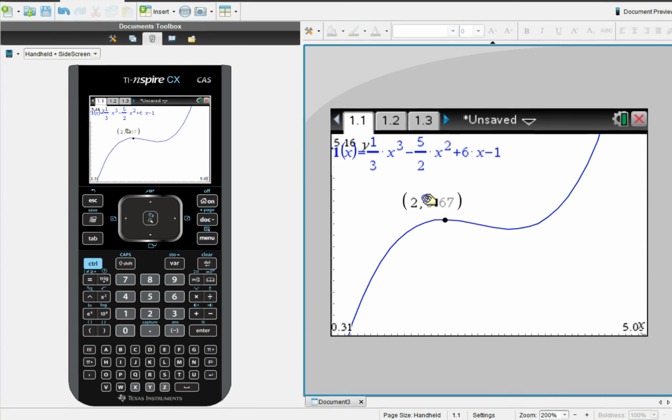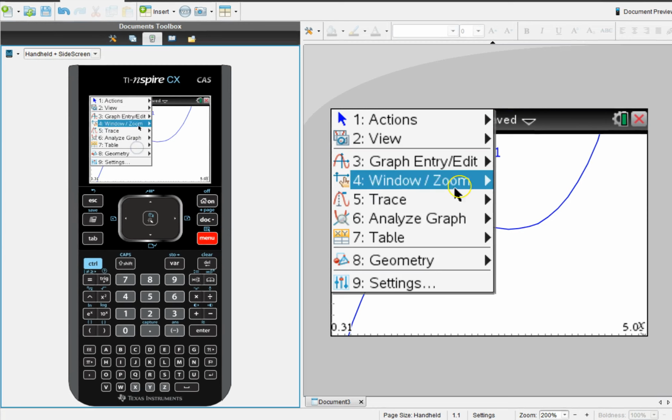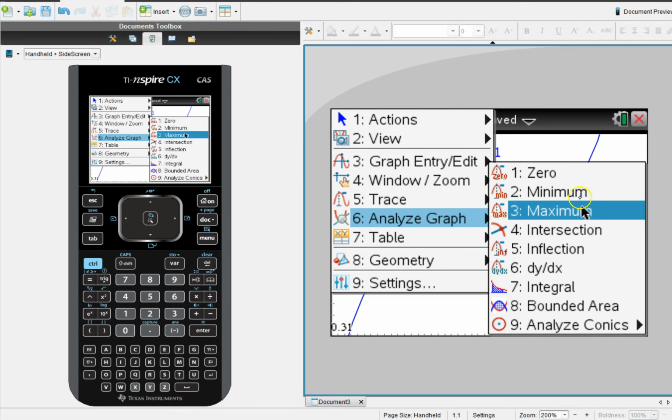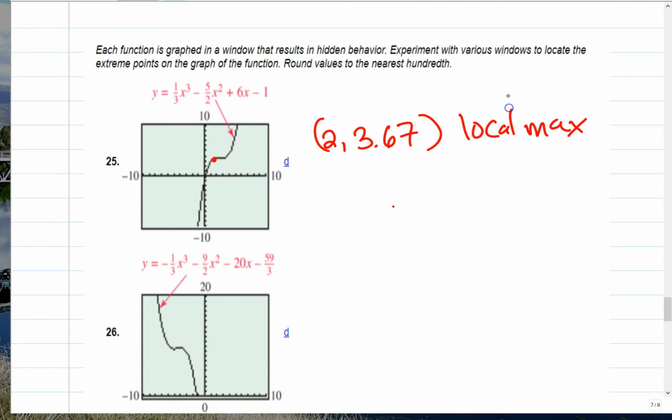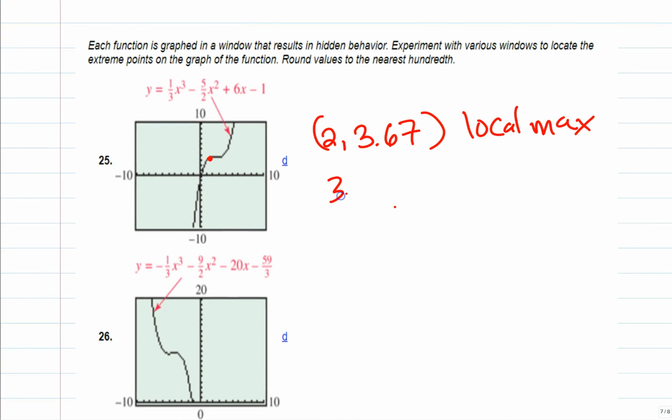Same thing. Move this point over here. Menu, analyze graph, minimum. Choose a little before, choose a little after. It says, hey, there's a minimum at 3.5. Is that the actual minimum? No. But we believe that at 3.5, there is a local min.